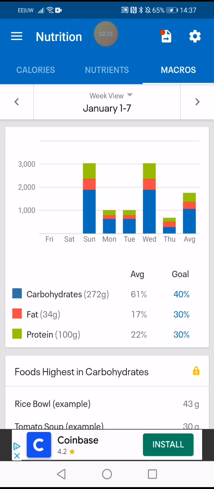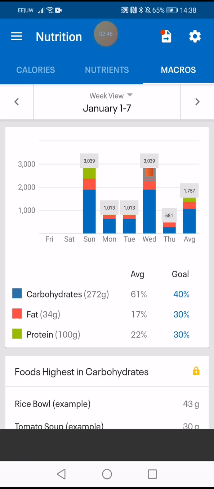So how do you see your average? I'm going to tap any of those columns at the top, and it's going to show me my calorie intake like so. As you can see, Sunday and Wednesday were big days. I partied, or I had a christening, or I just wanted to eat more than I normally would. I was hungry. So they're big days. The other days were less in calorie intake, of course.